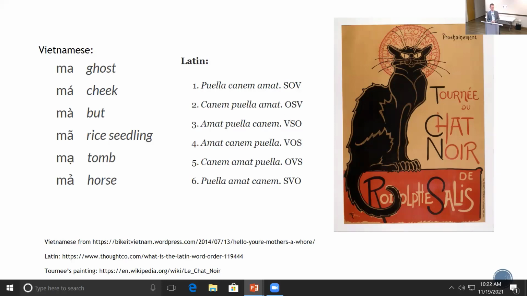My Latin's not so great, but you can put the words in any order you want because it's the markers that tell the function of the word. Also, we have Vietnamese here on the left. You can see that these are the exact same words, exact same. It's the intonation that gives it meaning, though. We have a little bit of that in English, but that's a big deal in a lot of Asian-based languages.